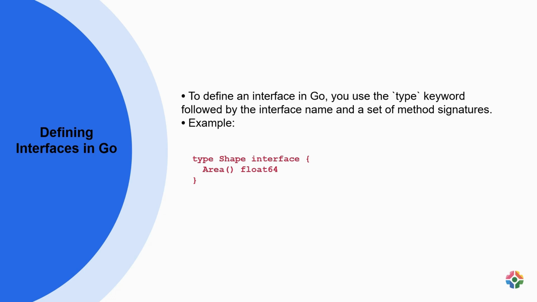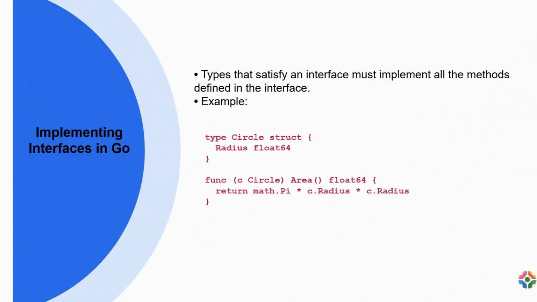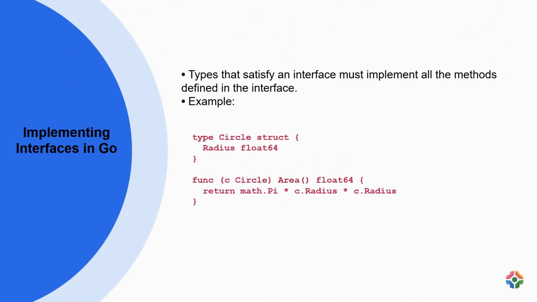This allows different types like circle or rectangle to implement the shape interface by providing their own area method, enabling polymorphic behavior in Go programs. When a type in Go satisfies an interface, it must implement all the methods defined in that interface. For instance, in the given example, the type circle satisfies an interface that requires an area method implementation. The circle type has a method area, which calculates the area of a circle based on its radius. This demonstrates how the circle type satisfies the interface by implementing the required method.